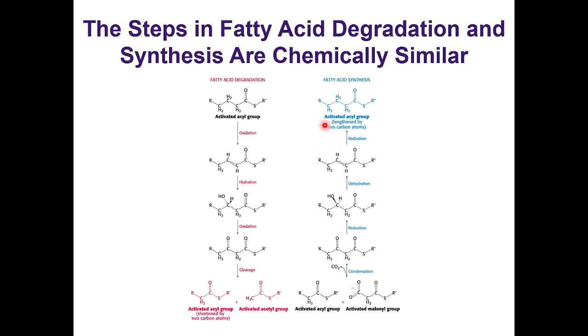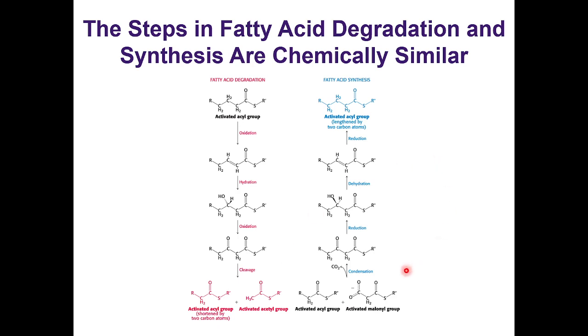Okay, so again, this is the degradation, and remember, we're starting with an activated one here. We already have the CoA on it. And this is that 4-step process that we talked about before, beta oxidation, where we split 2 carbon acetyl groups off each time. Everybody okay with that? So again, that pattern was oxidation, hydration, oxidation, cleavage, right?